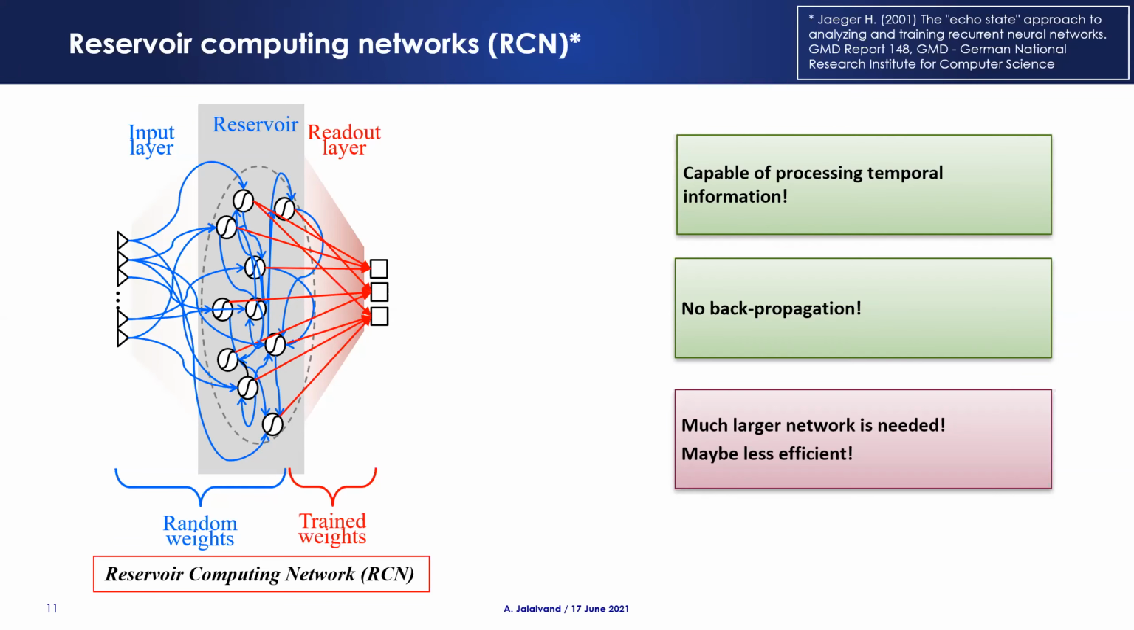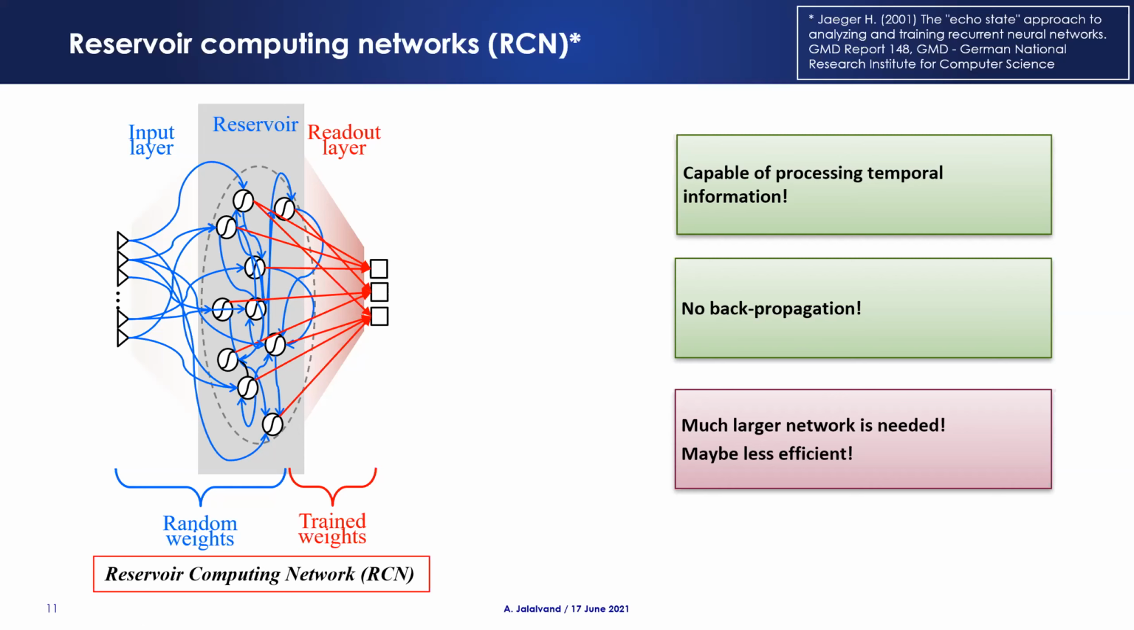Assuming that it works, it solves some problems. First of all, because of these recurrent connections, this model still has some sort of memory, so it is good for temporal information processing. But unlike a recurrent neural network, we don't have backpropagation here because we are not going to train these recurrent weights. We only train the output weights. That's great. So we have a model with memory, but with a much easier training process.